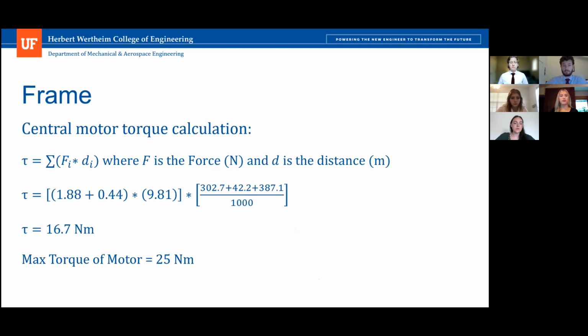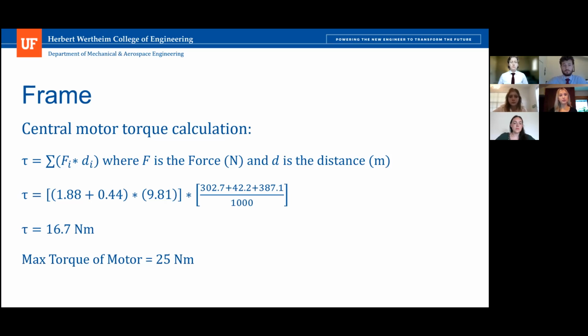As you can see in the torque calculations, we are accounting for the 1.88 plus the 0.44 kilograms of the structure plus the beam. And we're multiplying that by the acceleration of gravity, 9.81, and that times the distances that all of these forces are acting on the system.